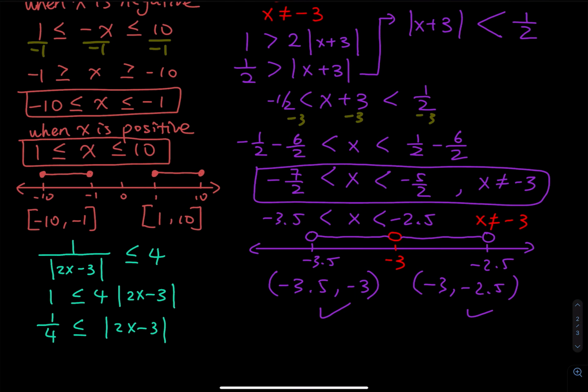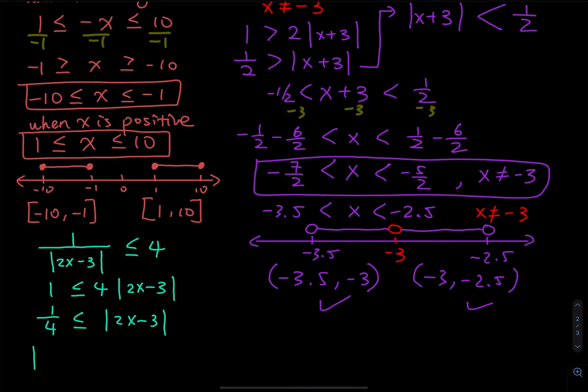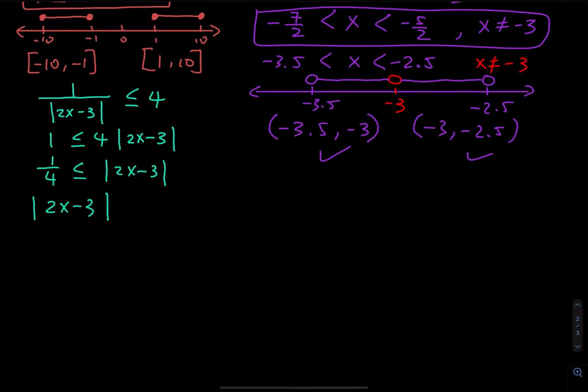Remember, the greater than is facing the absolute value, so you have absolute value 2x minus 3 greater than or equal to 1 over 4. Okay, make sure you copy this correctly. The greater than is facing the absolute value. So since it is facing the absolute value, we have to break this down into two inequalities. The first one, just remove the absolute value.